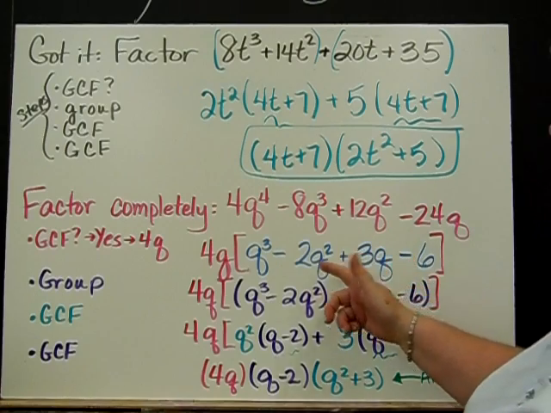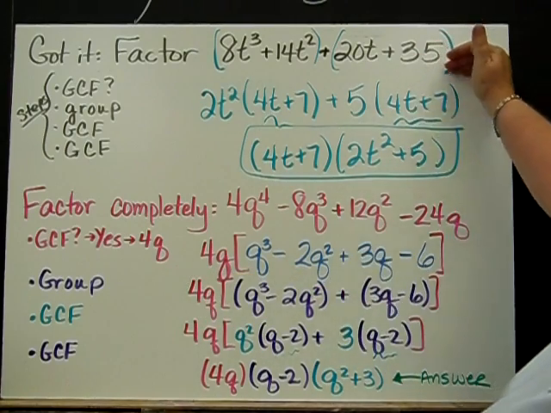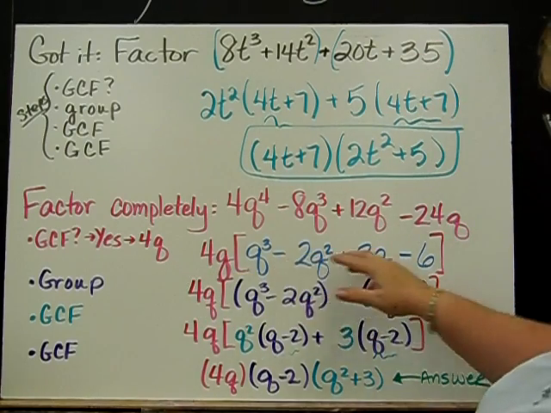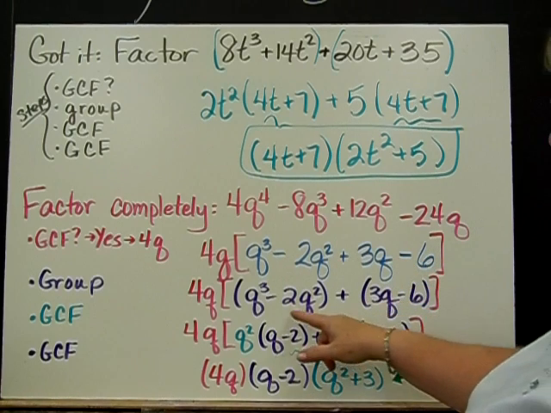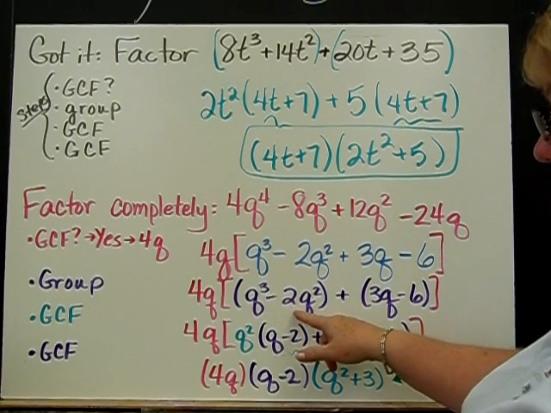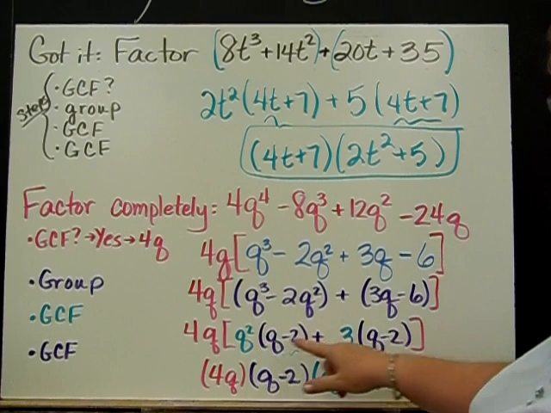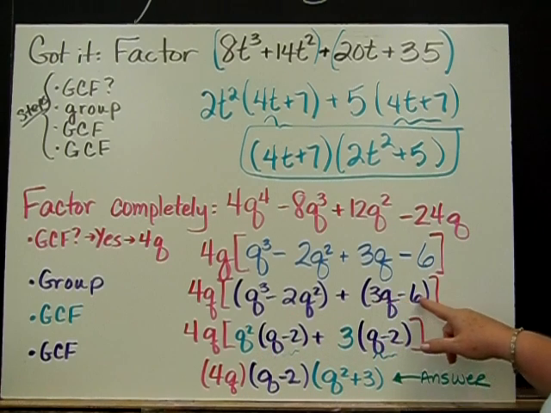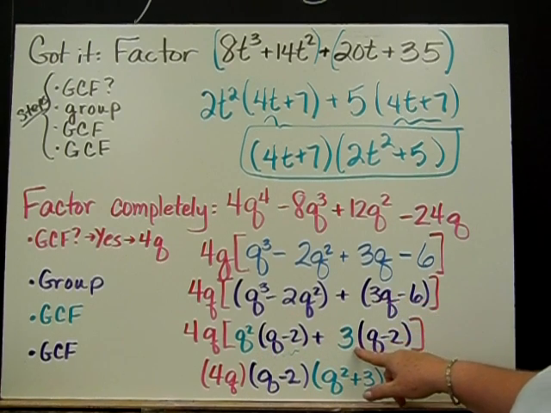And then we're going to take this and group it 2 at a time, just like we did up here. So we group these 2 and these 2. We look for a greatest common factor for just these 2, and we find q squared. And the greatest common factor for just these 2 terms is a 3.